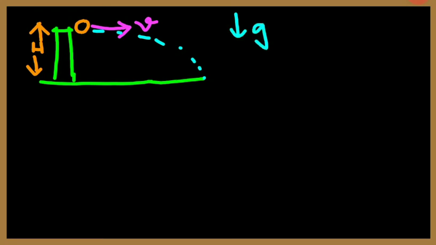G, acceleration due to gravity, is acting on this in the downward direction. So under the influence of gravity, it will slowly fall down, and also it will cover a distance r in the horizontal direction before hitting the ground. Therefore, I want to calculate the range and the time period for this projectile. So let's find out.